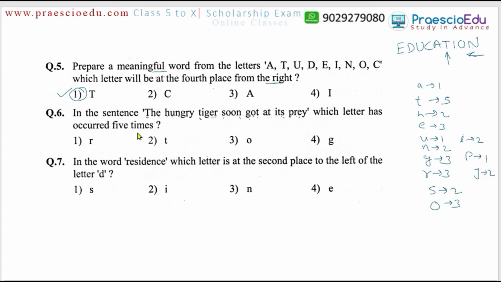Now, which letter has occurred 5 times? Which letter comes 5 times? So only the letter T comes 5 times. So option number 2 is the correct one.